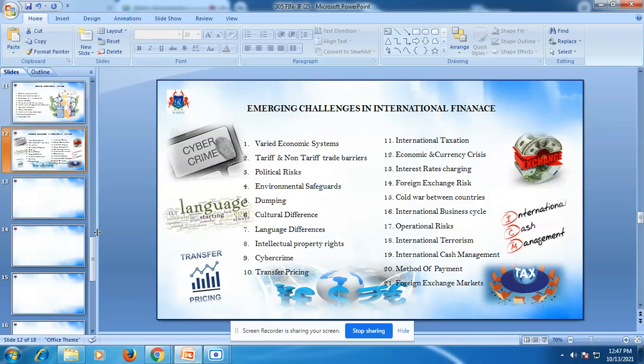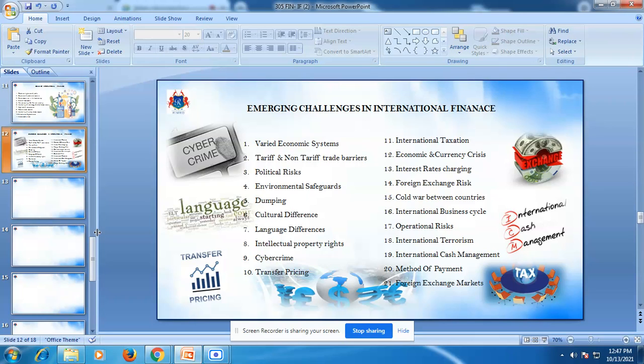The next and fourth challenge of international finance is environmental safeguard. One of the major challenges today in the world is global warming. Carbon dioxide is emitted by different countries, and the greenhouse effect results in depletion of the ozone layer.